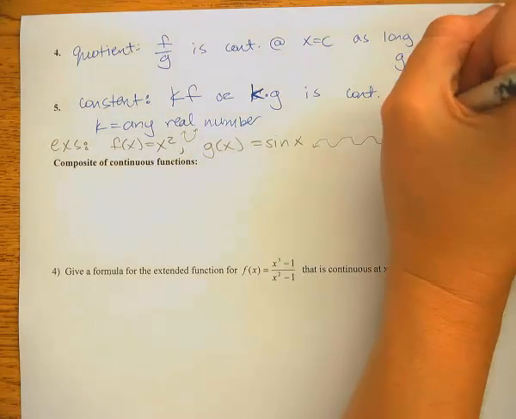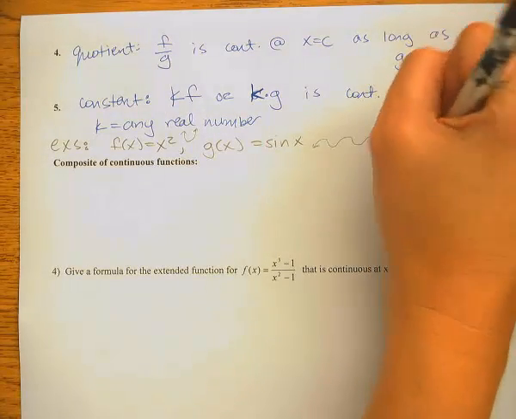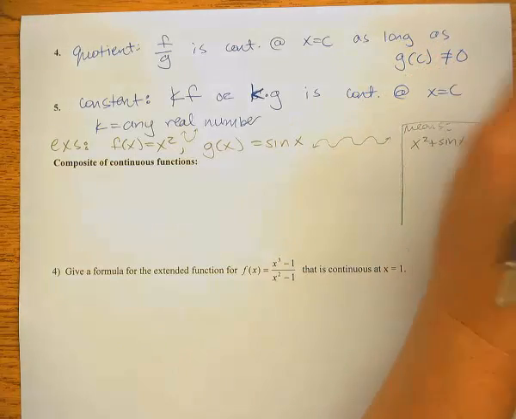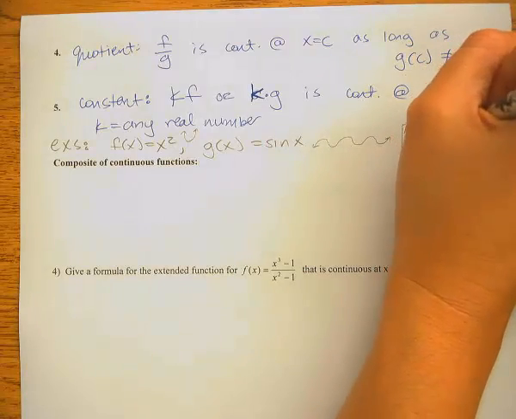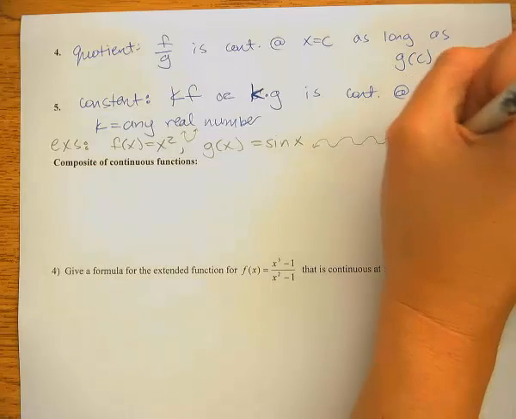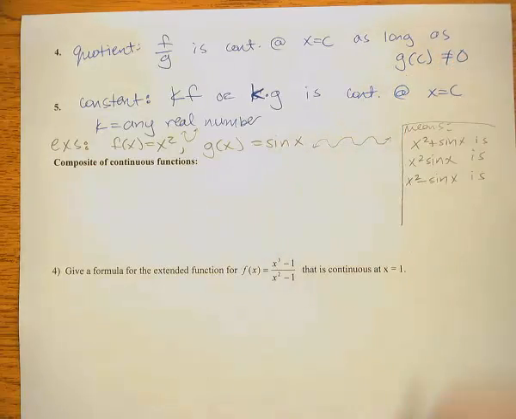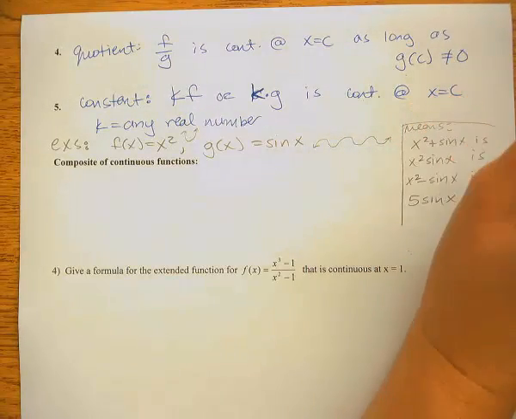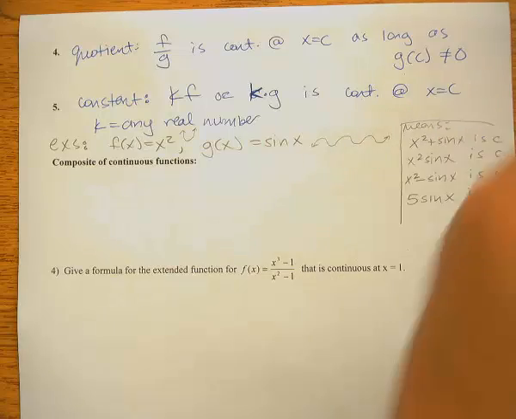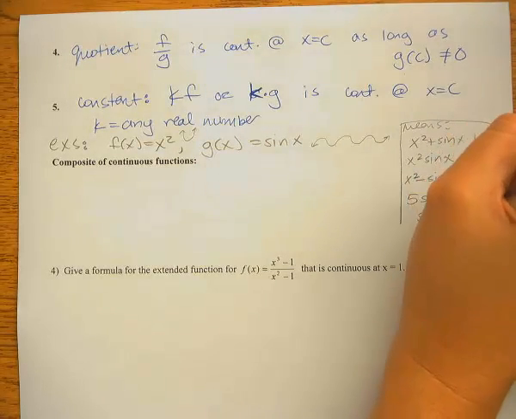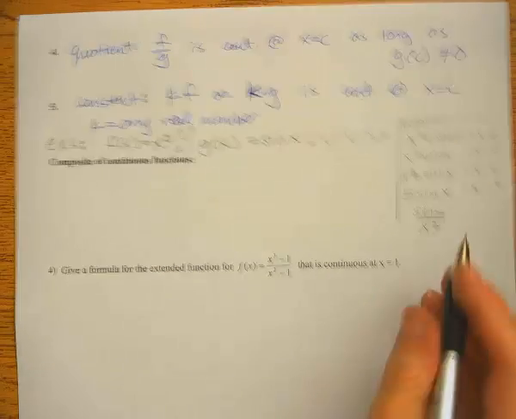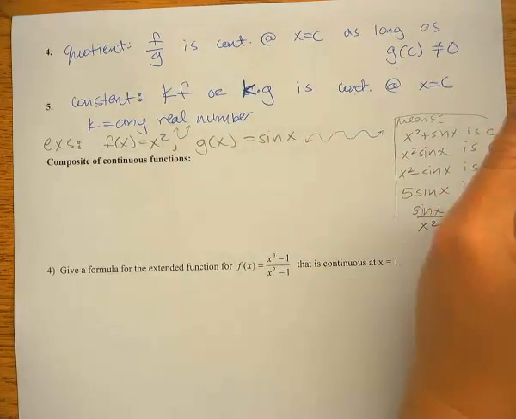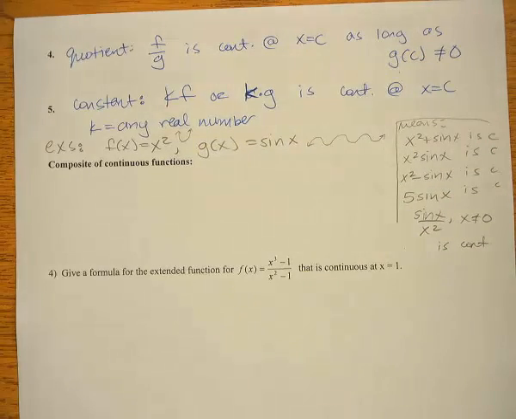That means that I could add them: x squared plus sine x would be continuous. I could multiply them: x squared times sine x would be continuous. I could subtract them: x squared minus sine x would be continuous. I could multiply one of them by a number, like 5 sine x would be continuous. I'll just put C is for continuous. And I could divide them and have a continuous function as long as x squared is not 0, or as long as x is not 0, then sine x over x squared would be continuous. So that's just kind of an example of what we're talking about.